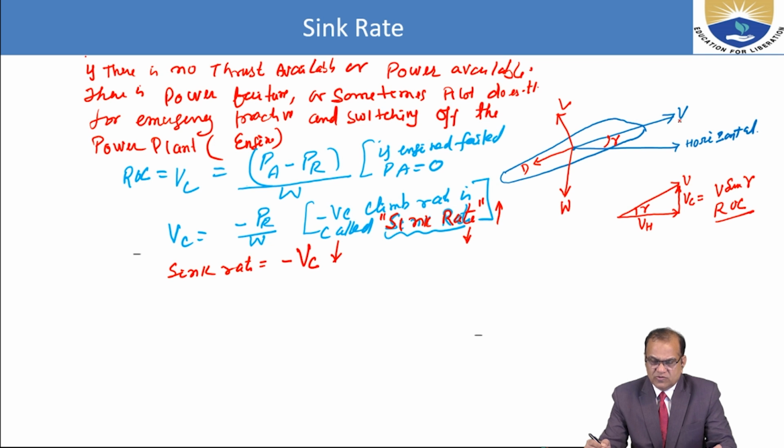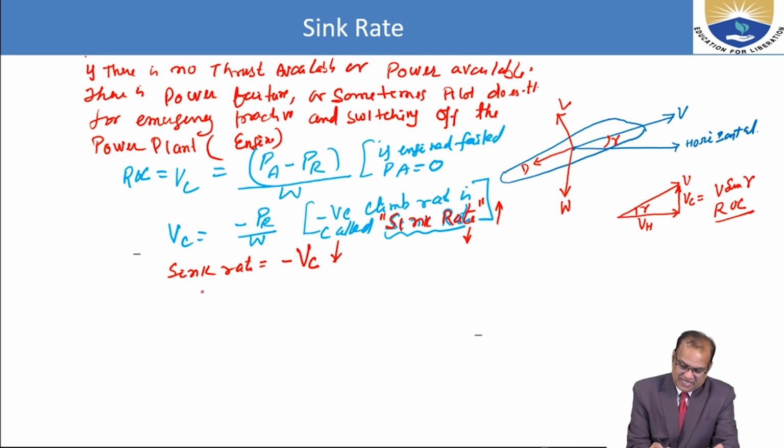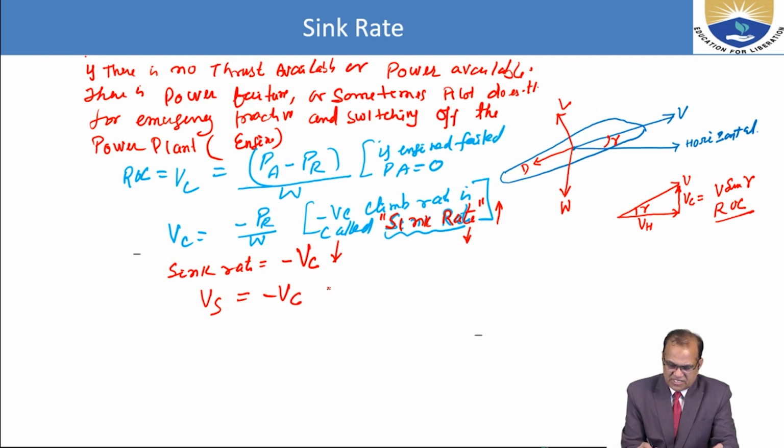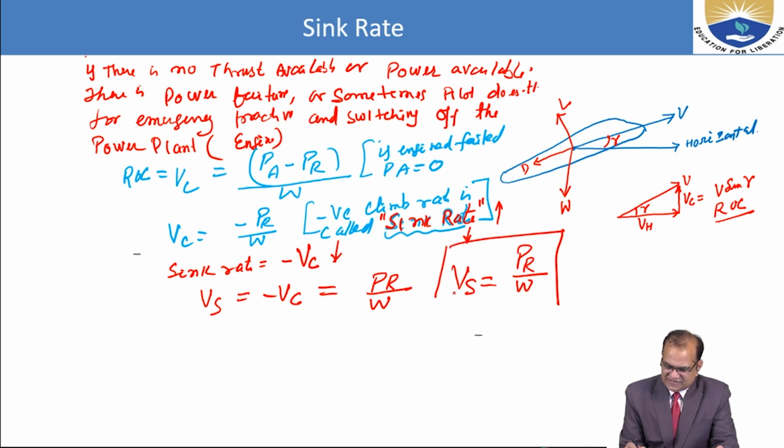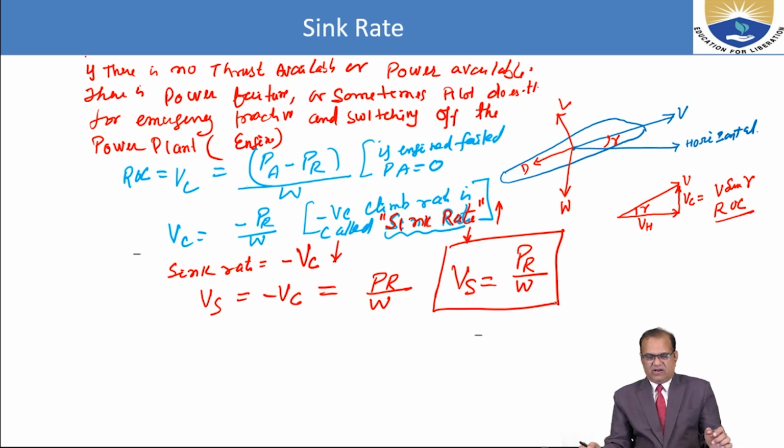So now we can write this sink rate as Vs. So this Vs is equal to minus Vc. This we can write as PR divided by W. So Vs is equal to PR divided by W. So this is the sink rate for zero thrust flight condition.